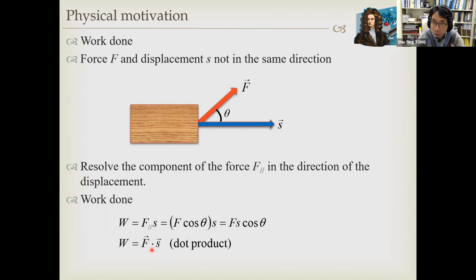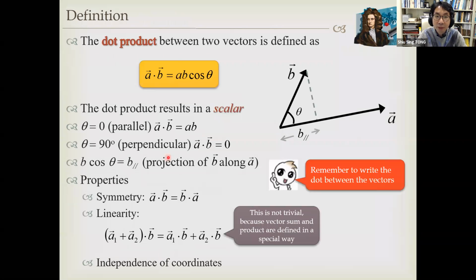Now notice that there is a dot between the two vectors. It means the two vectors are multiplied together using the definition of the dot product. Okay, and that will result in a scalar. You notice that Fs cosine theta is a product of three scalars, so it's of course a scalar. It is a product of the magnitudes of F and S together with the cosine of the angle between them. So the result of the dot product between two vectors will give you a scalar. So that's how we define the dot product. A dot B is AB cosine theta.